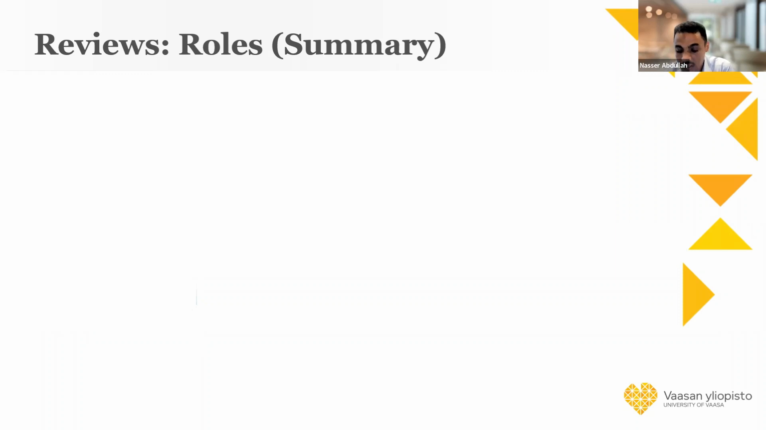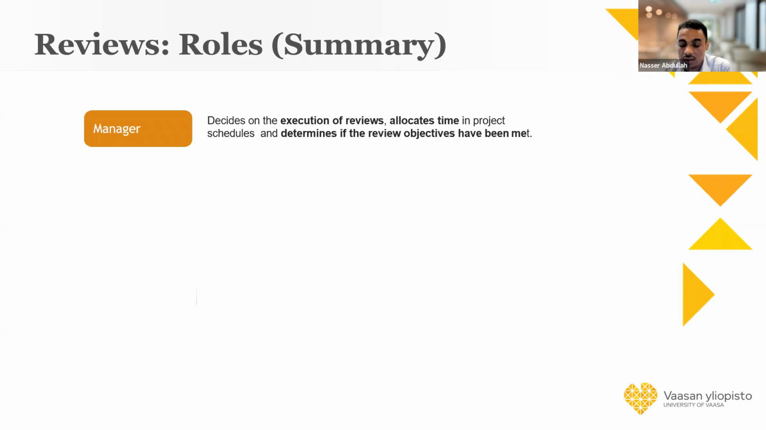When we are talking about review, we have roles, because we are talking about meetings and reviewing documents. That means we have different types of person in that meeting. For example, the manager of the project, who executes the reviews and sets the time. He takes decisions, so we can say he is the high-level person.